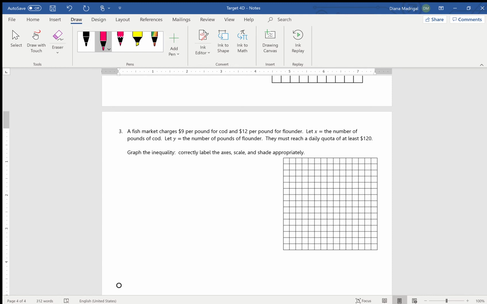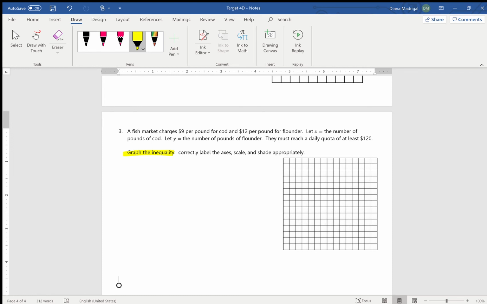It says a fish market charges $9 per pound for cod and $12 per pound for flounder. Let x equal the number of pounds of cod. Let y equal the number of pounds of flounder. They must reach a daily quota of at least 120. And they tell you to graph an inequality. You see inequality, that means we are talking about our inequality signs or symbols. And remember, this graph has to be shaded.